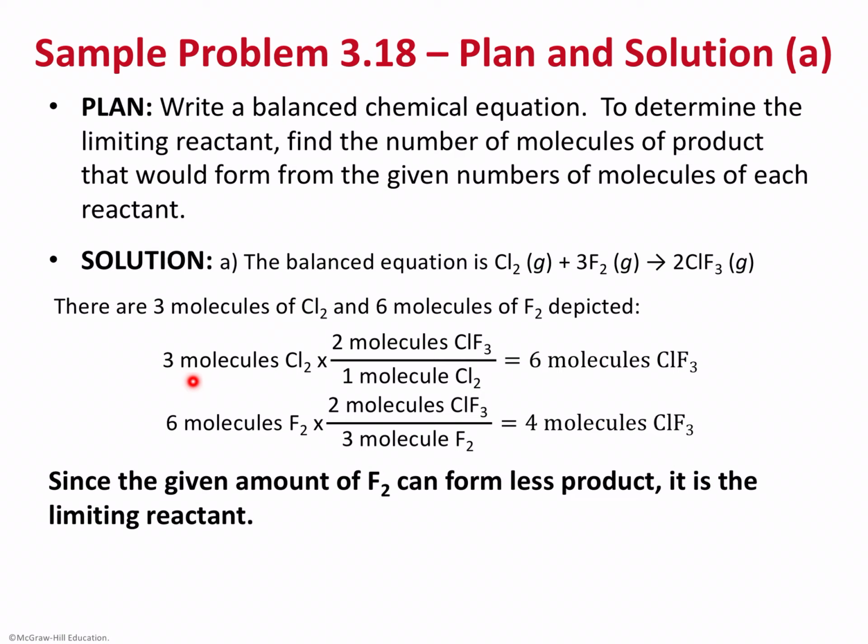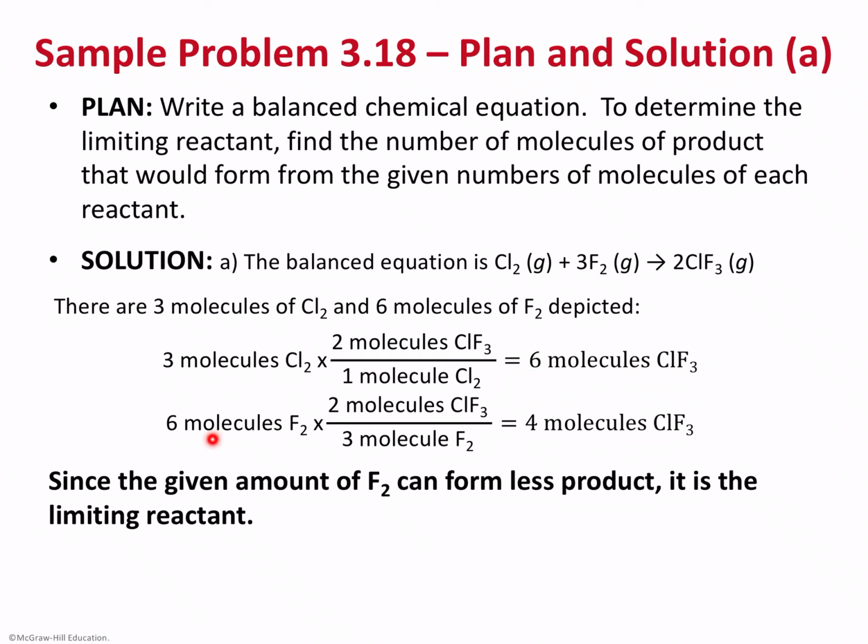Now, with the 3 molecules of chlorine, how many ClF3 can we form? In order to do that, we look at the molar ratio. That is 1 mole of chlorine gives you 2 moles of ClF3. So you start with 3 moles of chlorine and use the molar ratio from the balanced equation. 1 molecule of chlorine gives you 2 molecules of ClF3. So 3 times 2 gives you 6 molecules of ClF3.